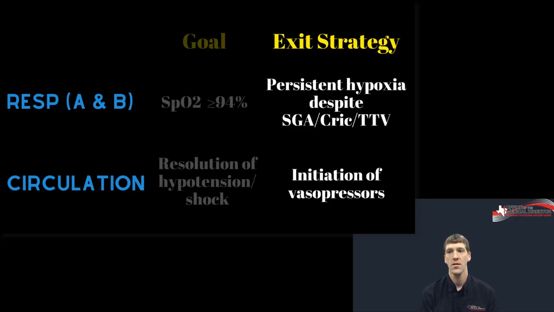For respiratory, that's going to be persistent hypoxia despite placing an SGA or King tube, or taking the appropriate surgical or needle airway for that patient depending on their age. For circulation, that's going to be contacting OLMC and starting vasopressors.